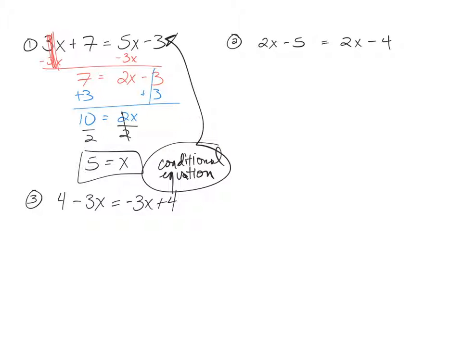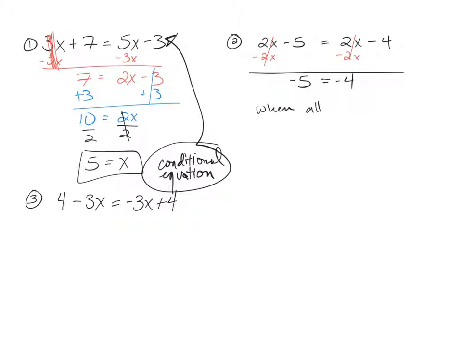The next example, again following the steps that we had over here, we want to make sure we get all of the variable terms on one side of the equation first. So I'm going to subtract 2x from both sides, and I will end up reducing that and that. I'm getting -5 = -4. And we can stop here and analyze what we have. We have -5 = -4.